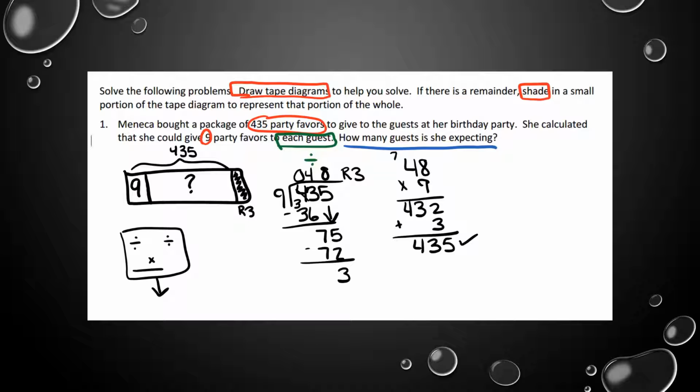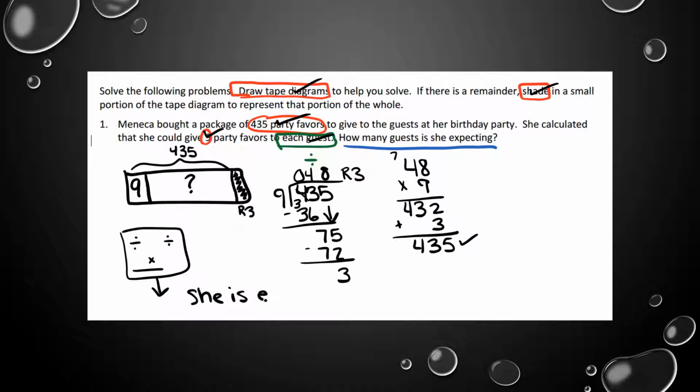So let's go through our CUBES and make sure we've done all my steps. I drew a tape diagram and shaded in a small portion that represents the remainder. I used the number 435 by dividing by 9. So the only thing I have left to do is answer the question. How many guests is she expecting?